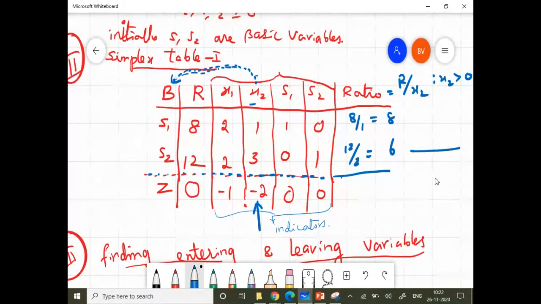So among these, the minimum value will be chosen. And that particular variable S2 will be politely asked to leave the place, get out of this area. X2 has to join. So this friend X2 will come and join here in the next table. This guy S2 will be asked to vacate the place immediately. So this row is called a leaving variable row.